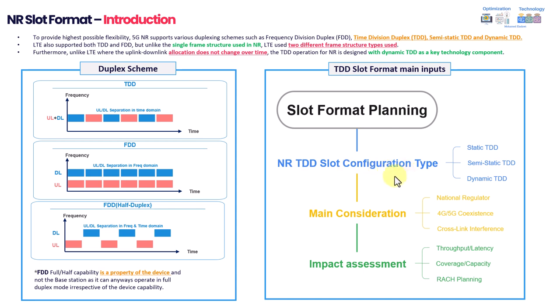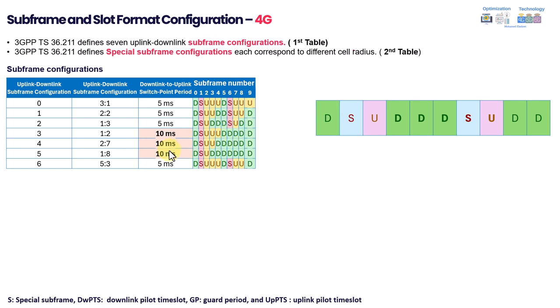First, I will give a quick recap of 4G, then I will compare it with 5G. Then we'll go through the details for the 5G part one by one. The first part here is about the subframe, or we can say subframe and slot configuration for the 4G part. If you remember, first of all, in 4G it was about the subframe assignment. 3GPP defined 7 uplink-downlink subframe configurations, and this is fixed.